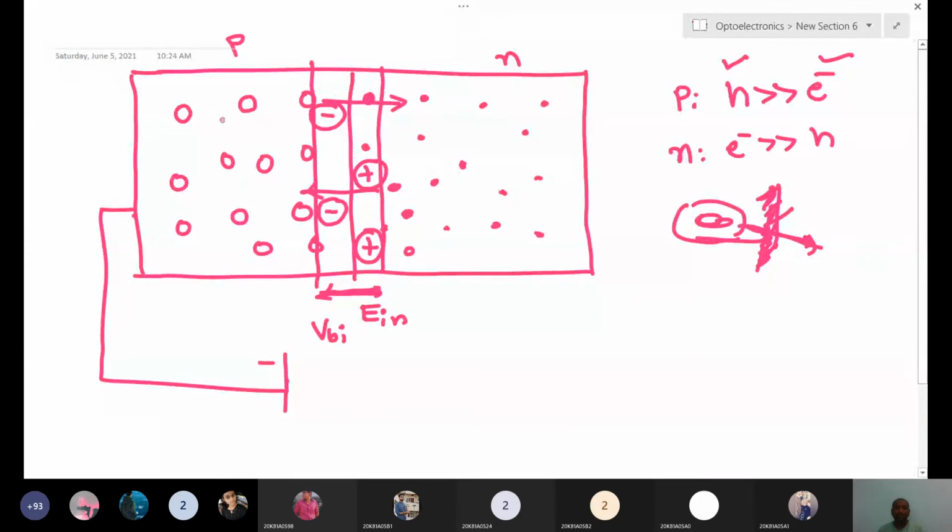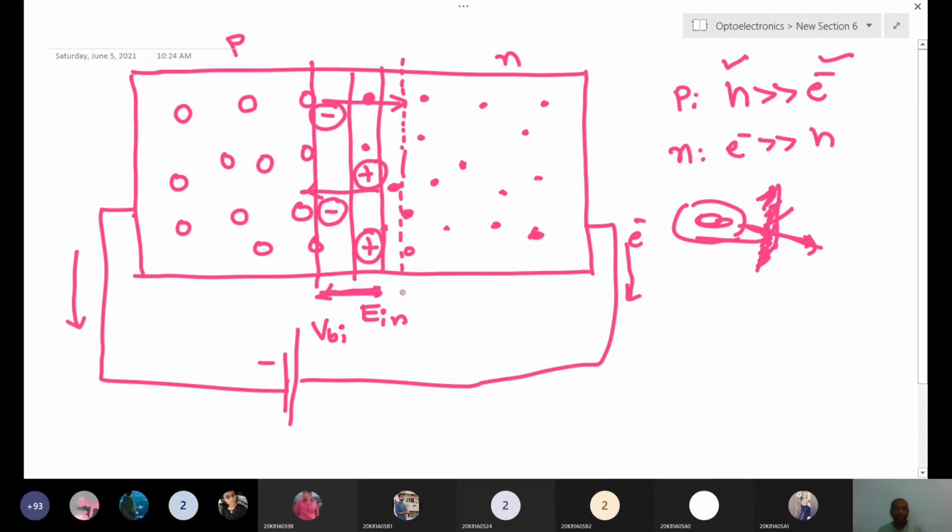Here, because of this reverse bias, electrons will be attracted towards the positive terminal. These holes, having positive charge, will be attracted towards the negative terminal of the potential, right? Because of this attraction, the depletion width will increase. Some of the electrons will move towards the battery, and similarly some of the holes will be attracted towards the negative potential of the battery. Because of this, the depletion width will increase.